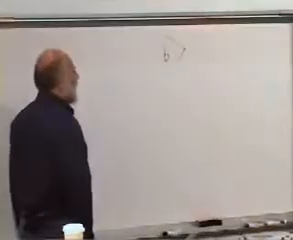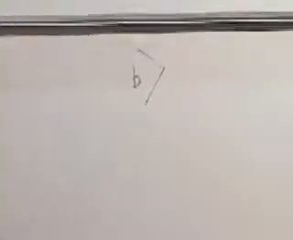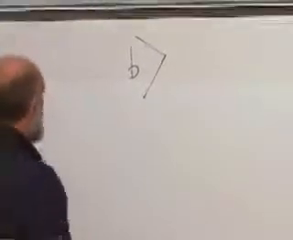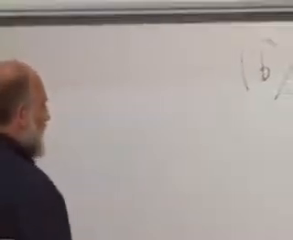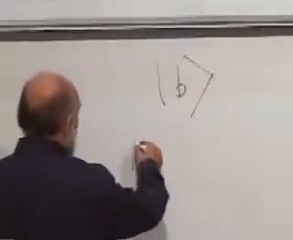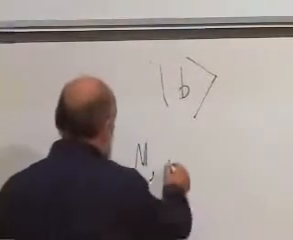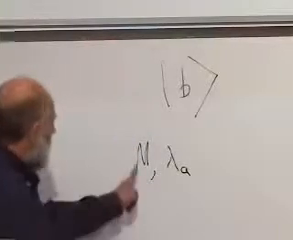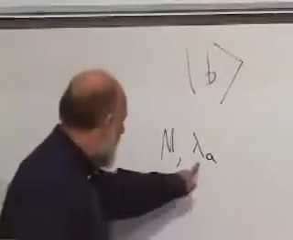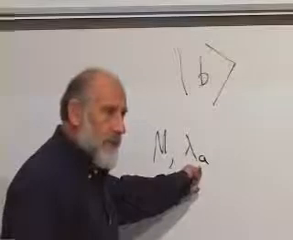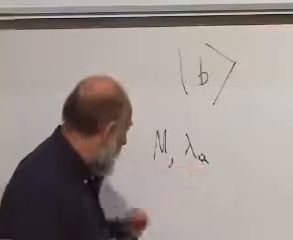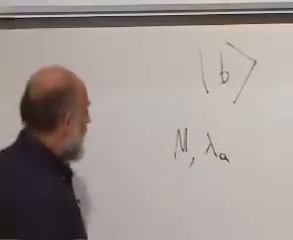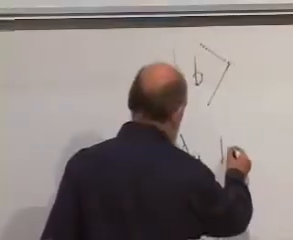Somebody gave you an electron, or whatever it happens to be, in a particular quantum state B. Now, there is some observable, let's call it M, that has an eigenvalue lambda A, which means that if you measure M, you can get the value lambda A, or you may get some other lambda. But if you measure M, you get one of its eigenvalues, and the associated eigenvector is A.